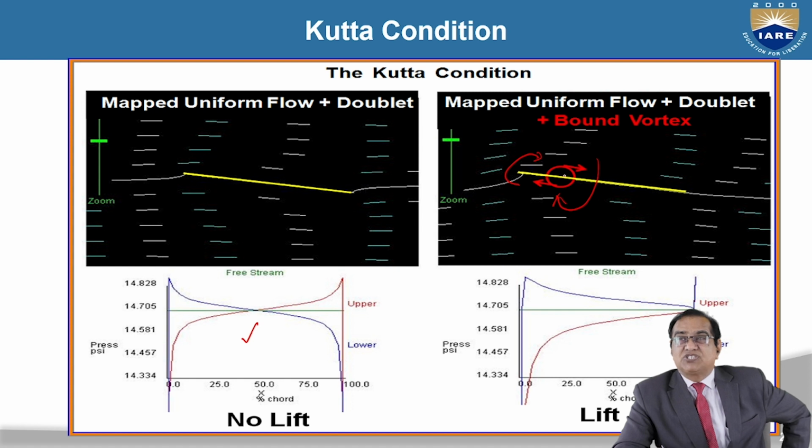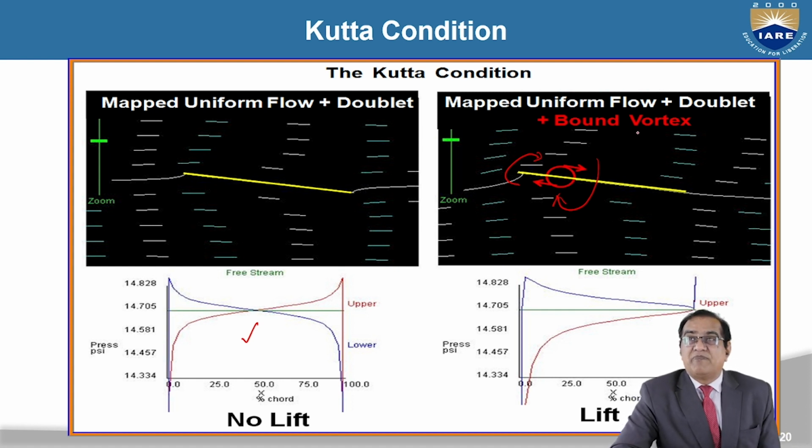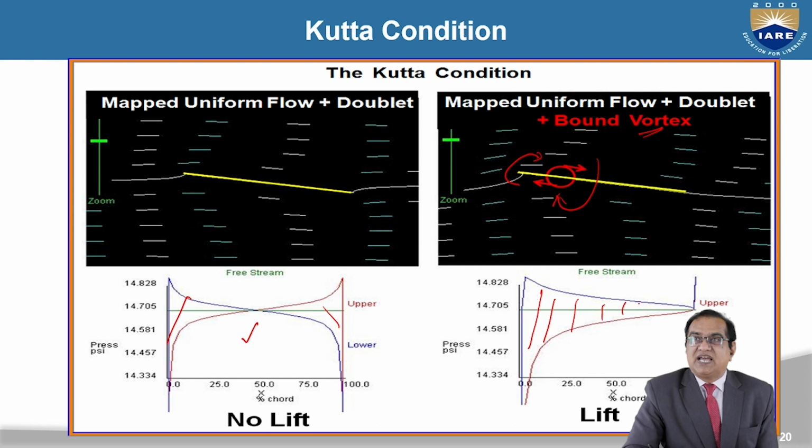This circulation makes sure that there will be a difference in pressure by the help of this bound vortex. And if you see here, the free stream, and this blue is the lower surface pressure and this is the upper surface. If you see here, this one and this one are the same, but here it is not. There is this area, and this area will generate the pressure, and this pressure into area will generate the lift.